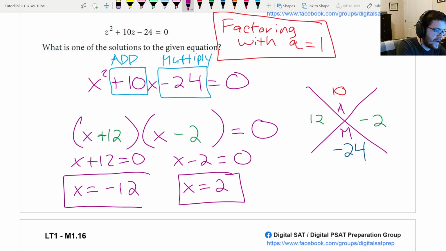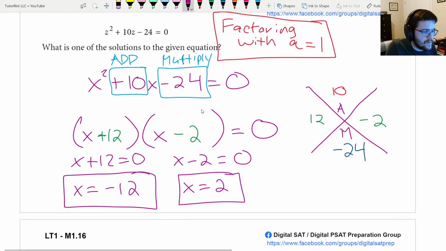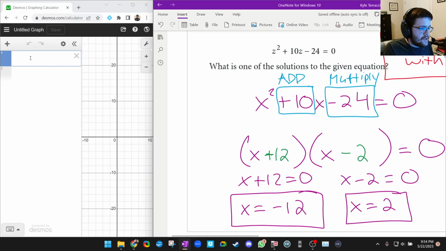So this is called factoring with a equals 1, and then solving equations using factoring. Great. That looks right. The two answers for 1.14 are negative 12 and 2. Looks good. So on the actual test day, I would just do what I went over in the Desmos. It's called solve most equations fast. You can just do this.